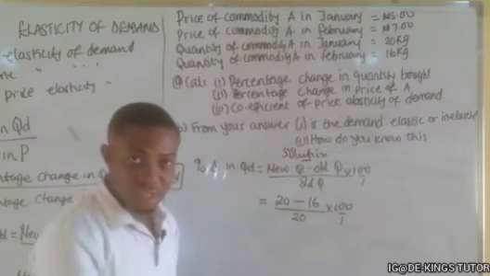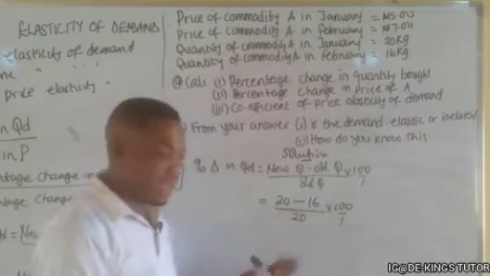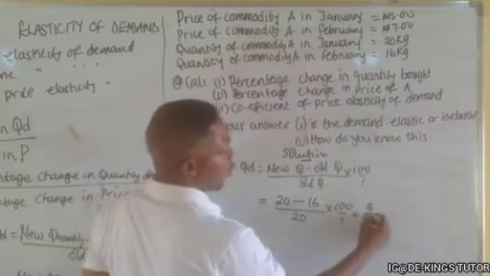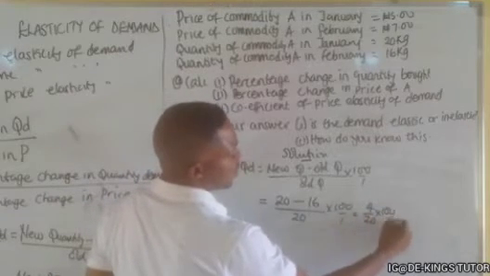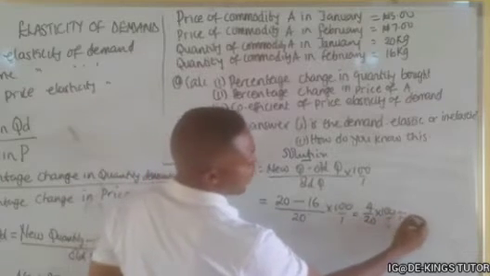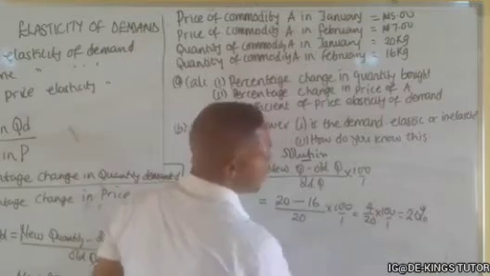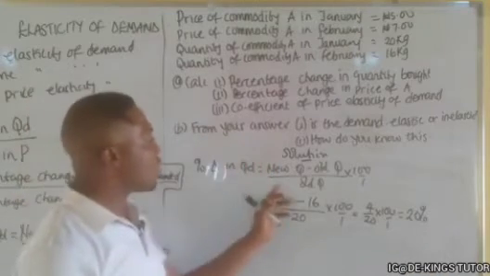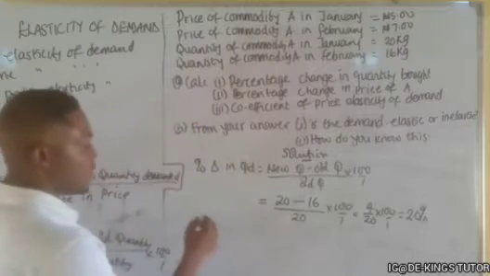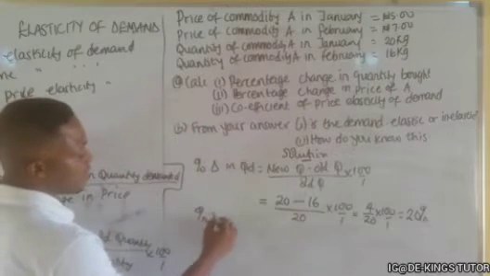16. Okay? But the old still remains there. So we'll have 20 minus 16 is 4 over 20 times 100. So 20 here, 20 in 100 is 5. 5 times 4 will give us 20%. So the percentage change in quantity demanded is 20%. Okay? So we'll do the same also for the price.